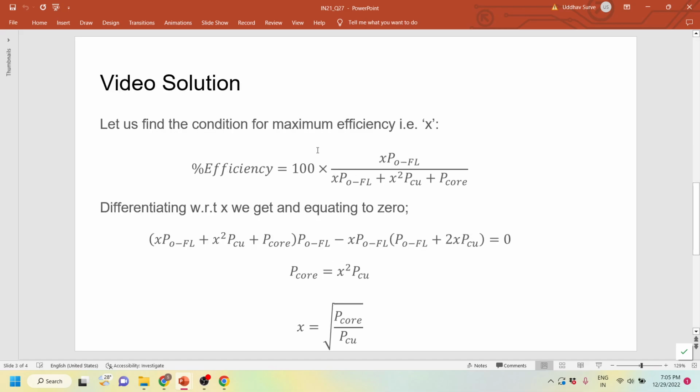So let us find the condition for maximum efficiency, for which we have to find the value of x. By differentiating the efficiency equation that we saw with respect to x and equating to 0, the expression we get is a long equation, and when we simplify this, we get P core equal to x square PCU. Therefore, the value of x that comes out is under root P core upon PCU.